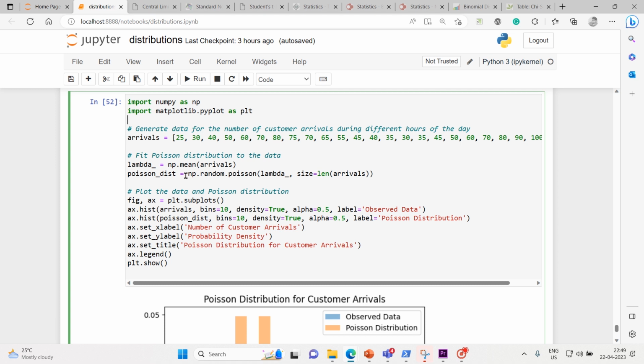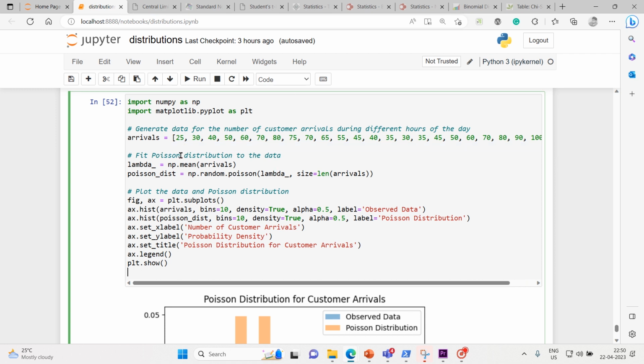So the model that I have taken is to model the number of customer arrivals at a bank during different hours of the day. So as usual, NumPy, matplotlib. Then I have generated random data for the number of customer arrivals during different hours of the day: 25, 30, 60, 70, and then this is what we got, at different hours of the day.